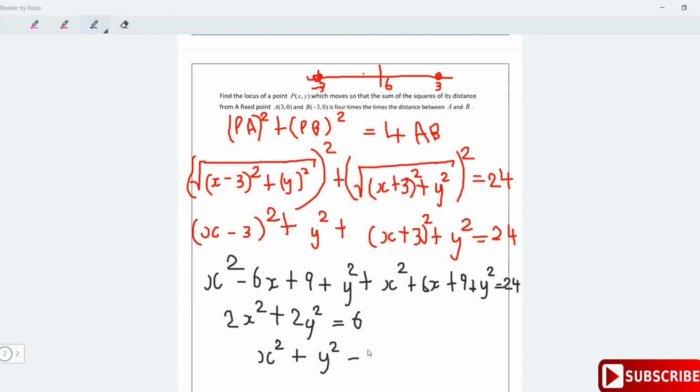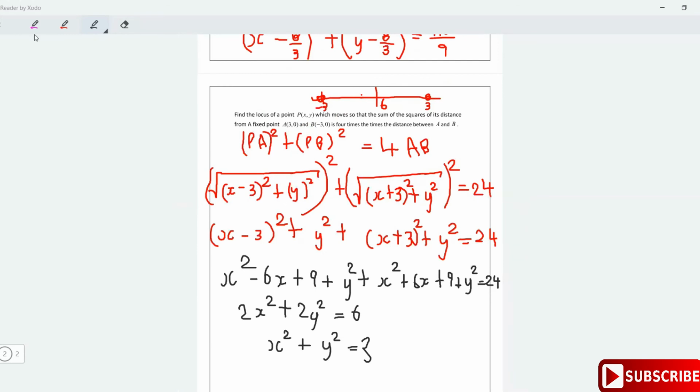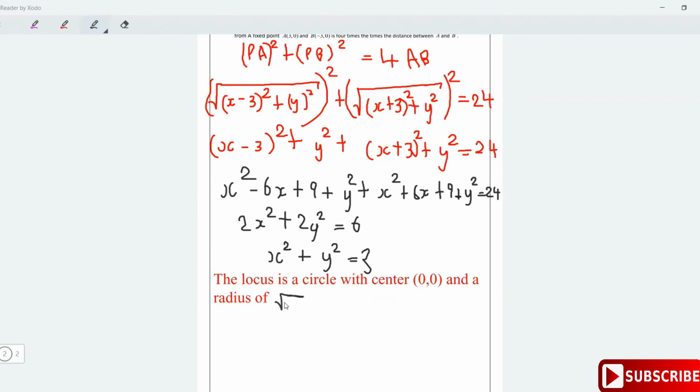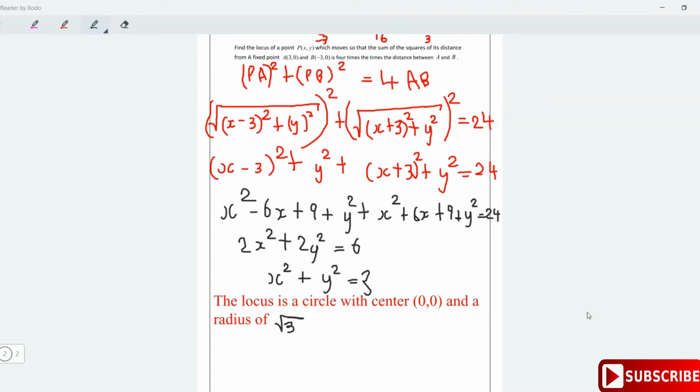So the locus is a circle with center (0, 0) and radius of square root of 3. So we can write that down. The locus is a circle with center (0, 0) and a radius of square root of 3. That's the locus that satisfies these criteria. So remember, that is a locus. That's all there is to locus.